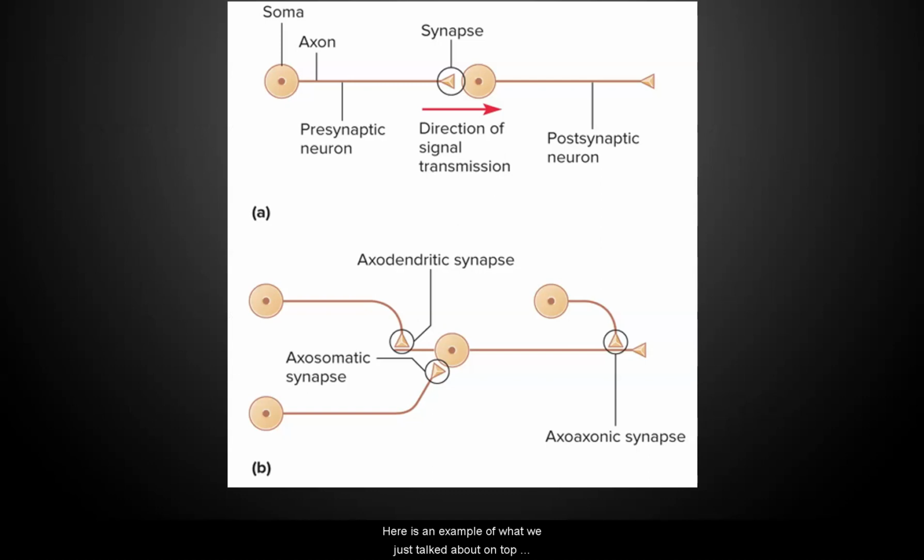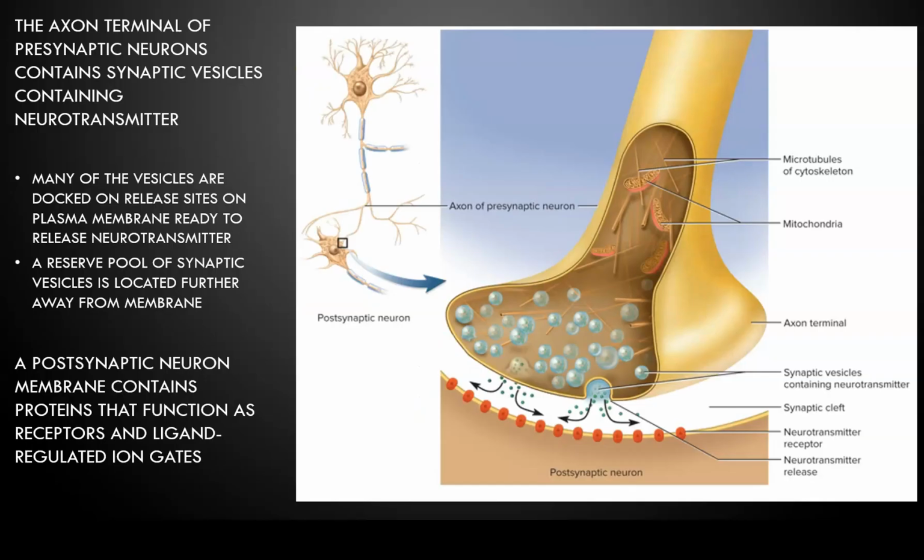Here is an example of what we just talked about. On top here, there's the soma, the axon terminal, and the space between is the synapse. Then we have the axodendritic synapse, where the axon synapses with the dendrites of another neuron, an axosomatic, where it's synapsing with the neurosoma, and an axoaxonic, where one axon synapses with another axon.